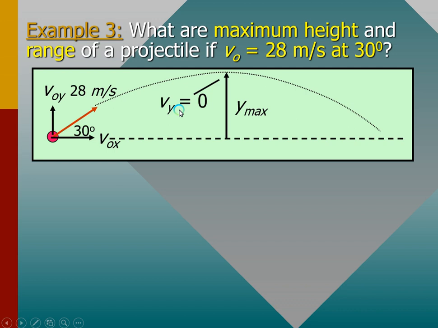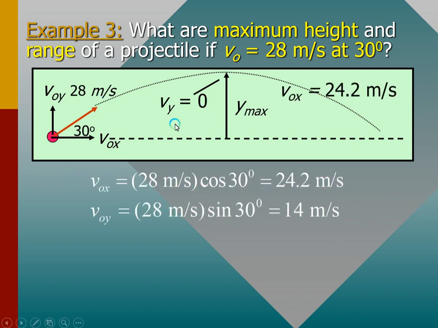So what we have to do is to decompose this into its initial vertical and horizontal components. So we have the initial horizontal and vertical components. We have 28 cosine 30 for your x component and 28 sine 30 for your y component. So we have your Vox and Voy as 24.2 meters per second and 14 meters per second for your vertical component.